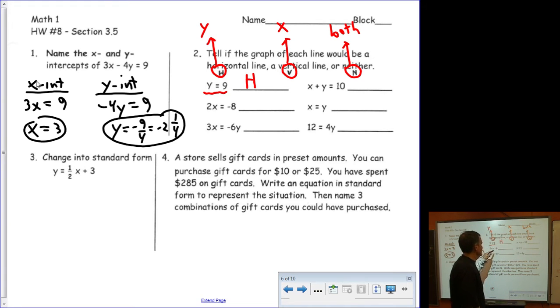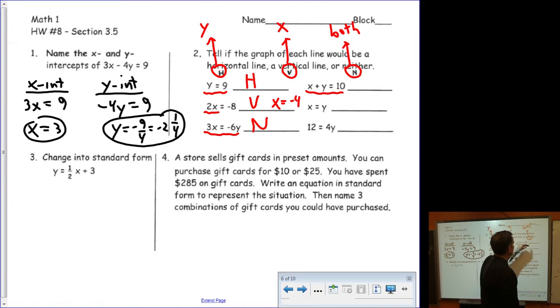2x minus 8, or 2x equals -8, only has an x in it, so that's going to be a vertical line. That would be at x equals -4. This equation has both variables in it, so that's going to be a diagonal line, or oblique as it's called. So that would be neither horizontal or vertical. The slope of that line would be -1/2.